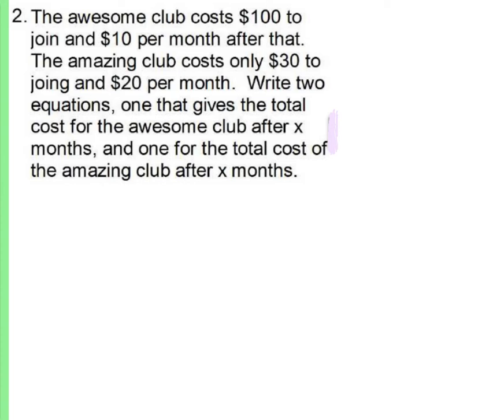The Awesome Club costs $100 to join, and $10 per month after that. The Amazing Club costs only $30 to join, and $20 per month after that. Write two equations. One that gives the total cost, that means the one variable on the other side of the equation will be standing for cost. Gives the cost for the Awesome Club after x months.